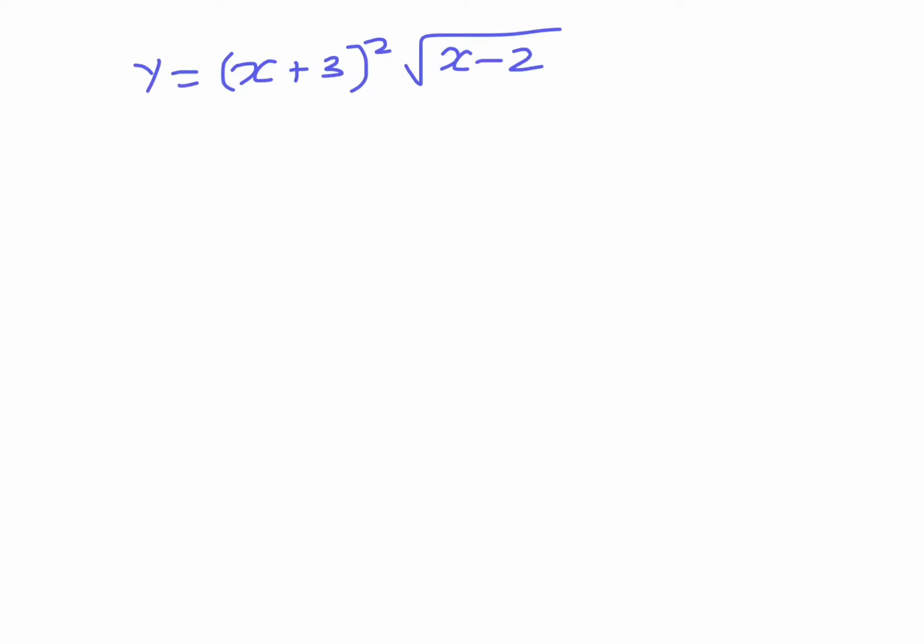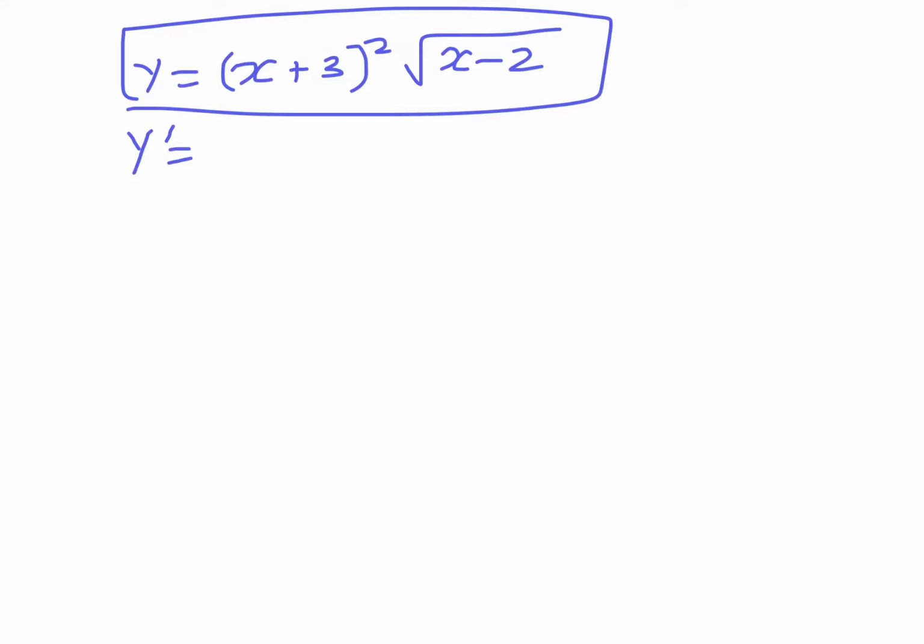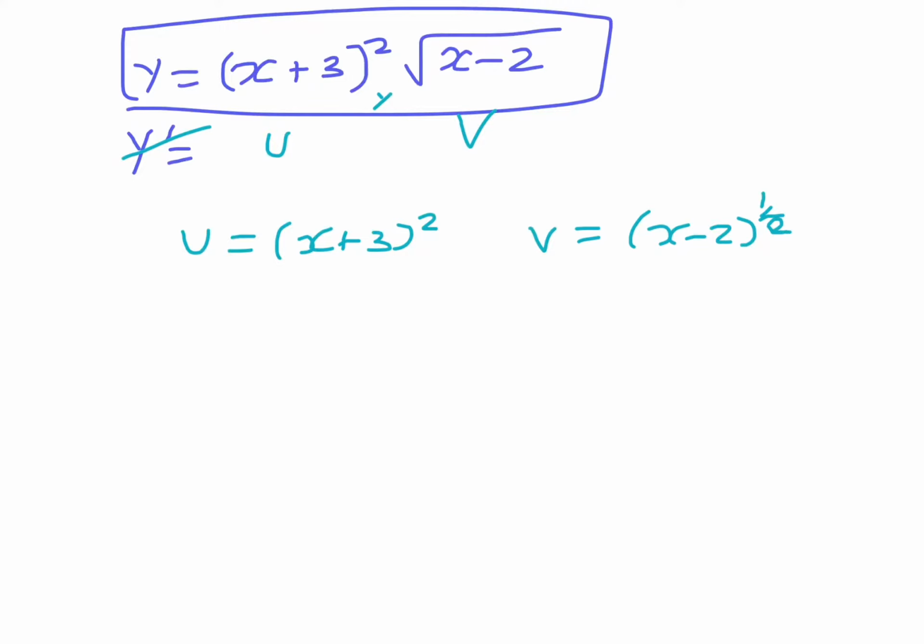Okay, so we're just going to differentiate one that looks like this. So we have a square root and a power in it. So basically, u will equal (x + 3) all squared, and v will be the root of (x − 2). So u is (x + 3) all squared, because this is a product, and v is (x − 2), and I'll put it to a power of a half.